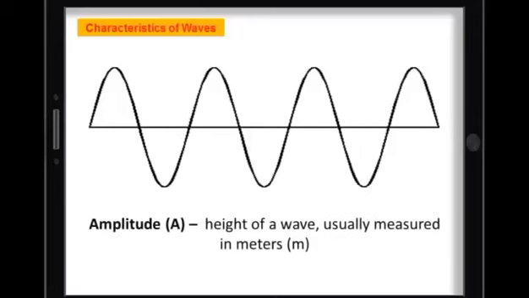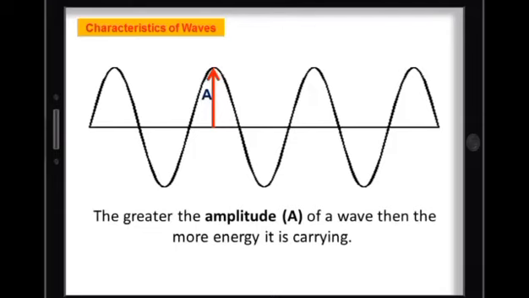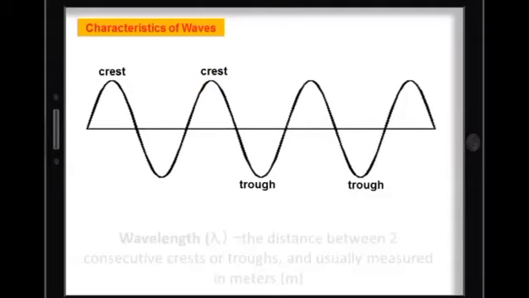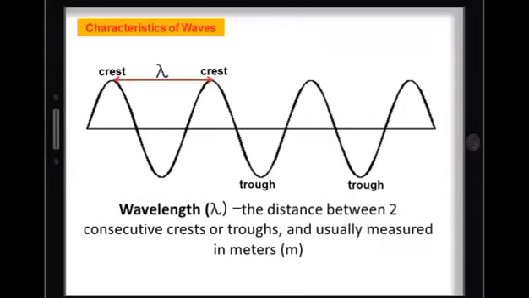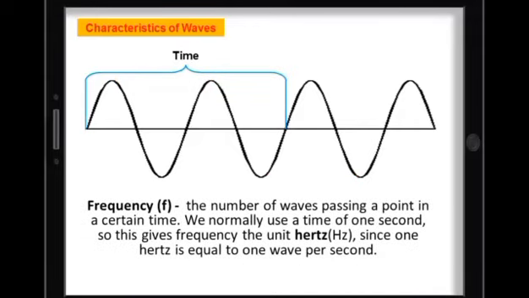Amplitude. It is usually referred to by the capital letter A, the height of a wave, usually measured in meters. Remember, the greater the amplitude of the wave, the more energy it is carrying. Another wave characteristic is wavelength, with the symbol lambda. It refers to the distance between two consecutive crests or troughs, and is usually measured in meters. Next is frequency, which is the number of waves passing a point in a certain time. We normally use a time of 1 second, so it gives us the frequency unit hertz, since 1 hertz is equal to 1 wave per second.